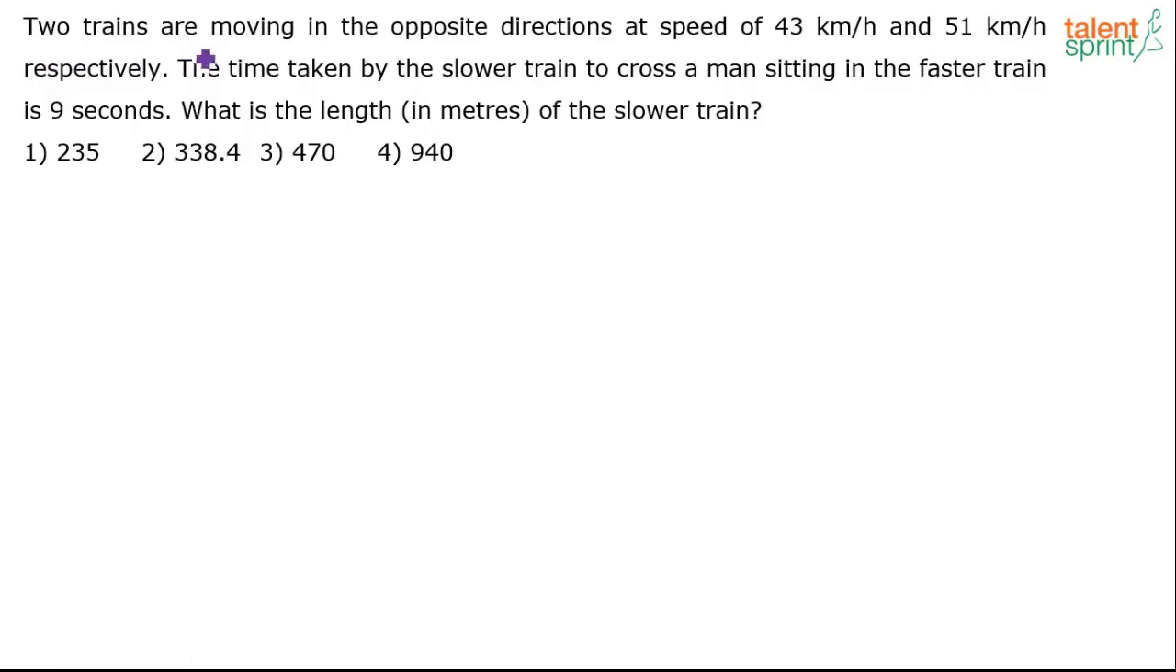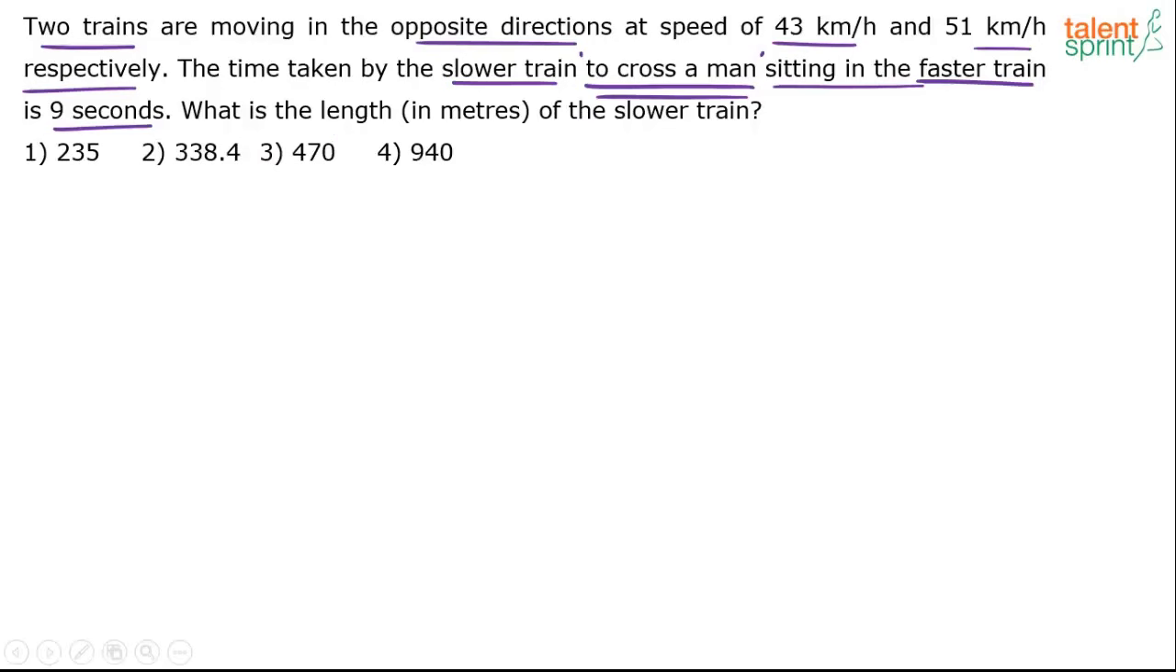Two trains are moving in the opposite directions at speeds of 43 kilometers per hour and 51 kilometers per hour respectively. The time taken by the slower train to cross a man sitting in the faster train is 9 seconds. What is the length of the slower train? Now the time taken by the slower train to cross a man, understand, this is the key point. The slower train is crossing a man who's sitting inside the faster train in 9 seconds.